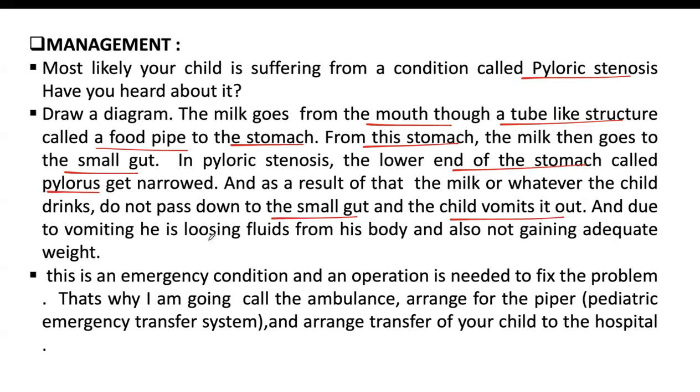And due to vomiting, he keeps on losing fluids from his body. He can't get all the food into the gut, so the food is not getting absorbed, so he's also not gaining adequate weight.